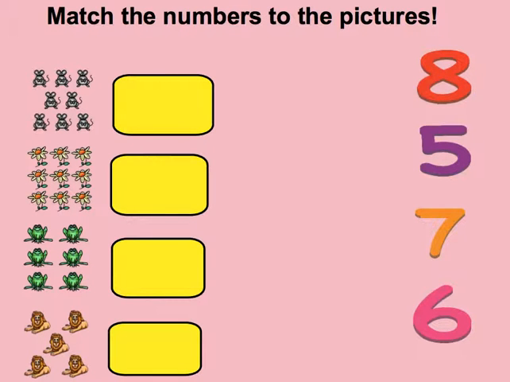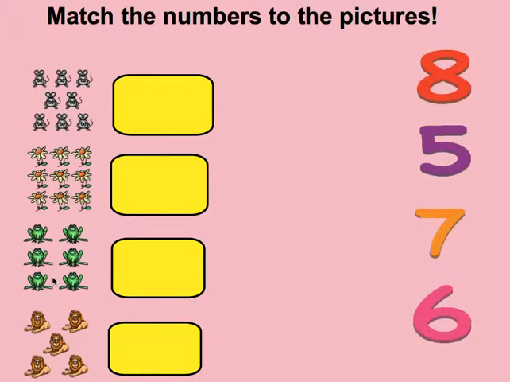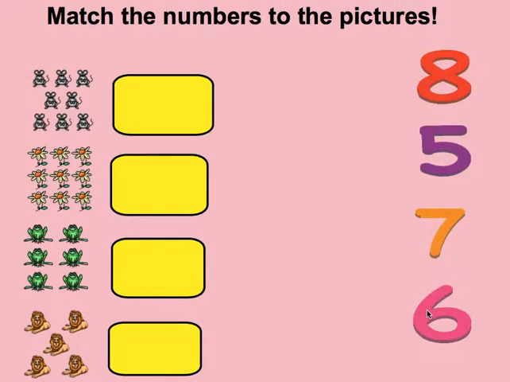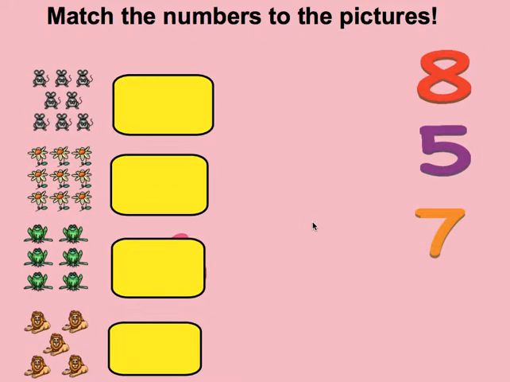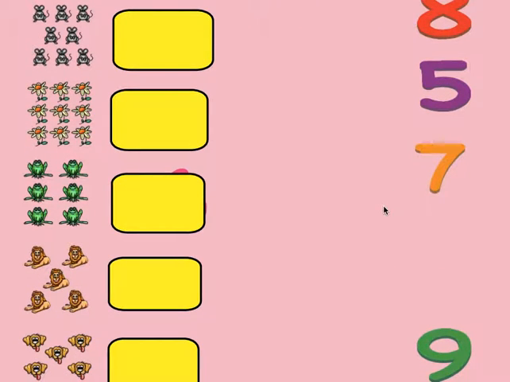For my next activity, students are to count the items on the left side and match it with the number on the right. For example, the frogs. If the students correctly count the frogs, they will know that there are 6. They will then look on the right side, and if they find the number 6 and drag it over behind the yellow box, it will stick. If they pick the wrong number, the number will bounce back to its place on the right.